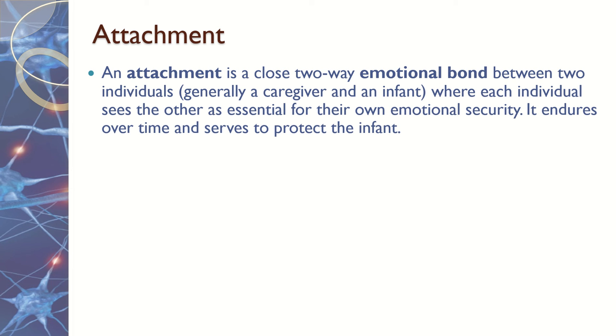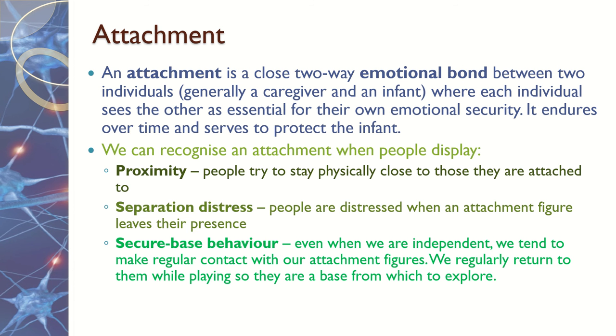And it's where each individual sees the other as essential for their emotional security. So this means that obviously the child sees the parent as someone who will provide for them and look after them and make sure they're okay, but equally the caregiver wants to feel that the child brings them happiness, and that's part of the 2-way emotional bond. We're going to look later at this in more detail, but it's important to recognize how we identify an attachment. And the first way we're going to identify an attachment is proximity.